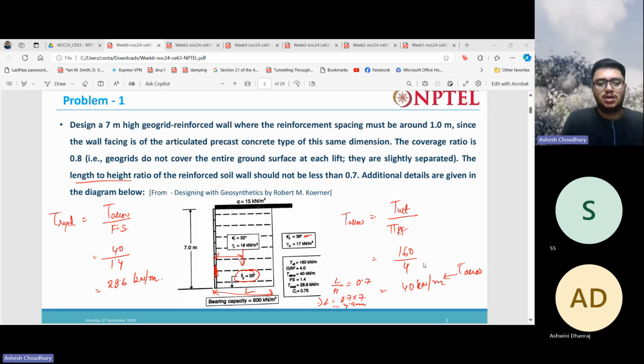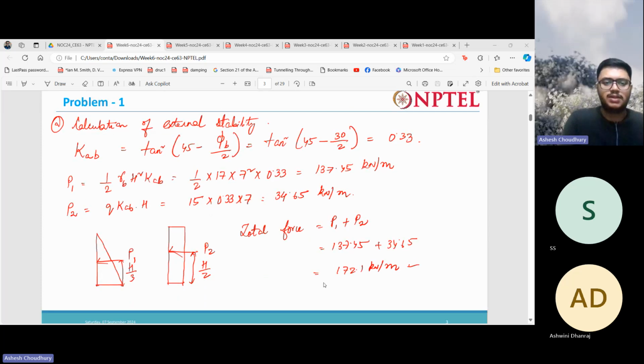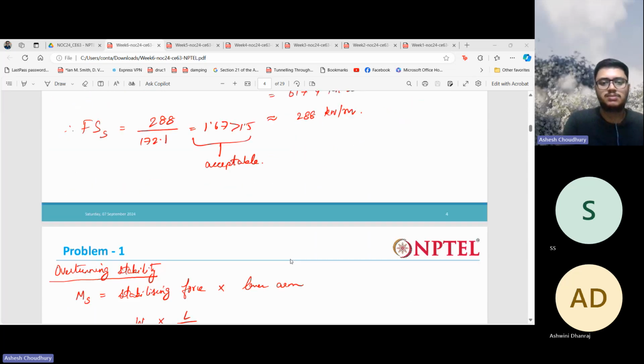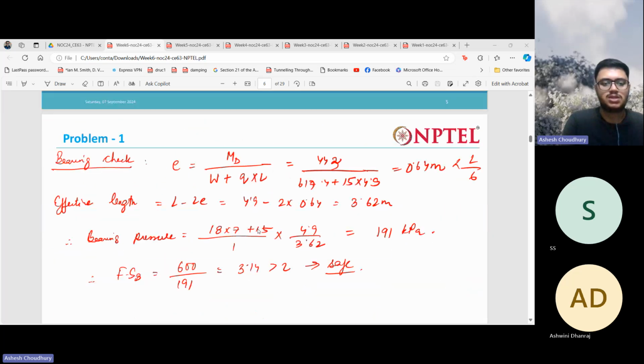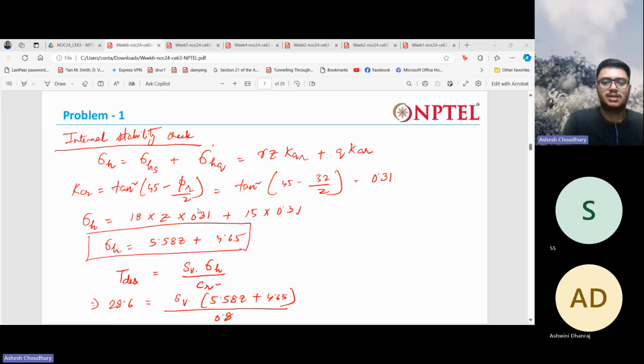So this problem is also quite similar. You can see we found out the T required, the required strength, all those things we did. Then we checked for the external stability, the same overturning and sliding stability checks. Both of these things we did. The bearing capacity check, that also we did. Then we did the internal stability check.